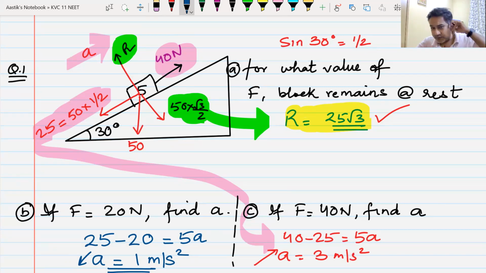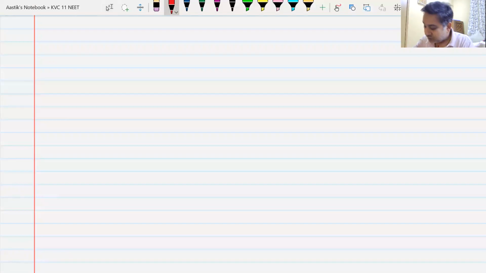So this is a question of a block kept on an inclined plane. And now I will give you a short note. You do not expect this question in the examination hall, but if it ever comes, you just remember this short note.